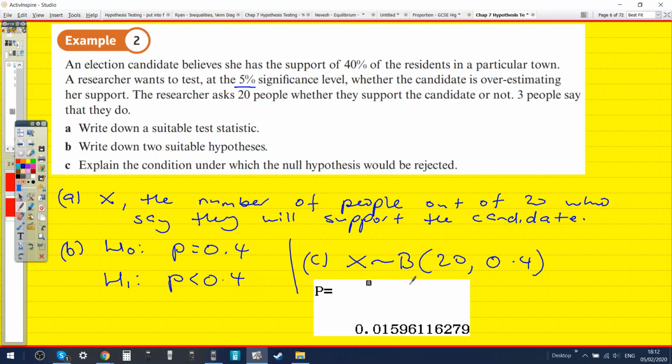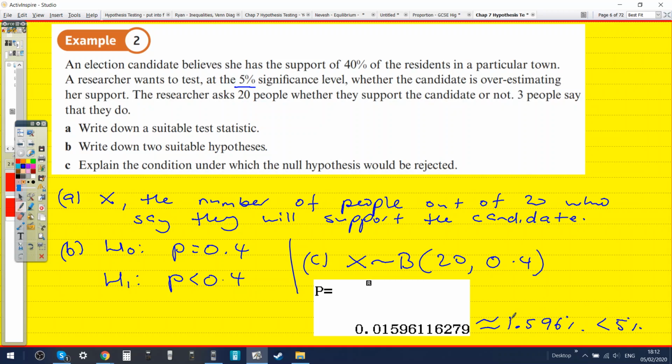What is that as a percentage, roughly? You have to multiply by 100. So that's roughly 1.596%, something like that. Compare that to the significance level. And how does it compare to the significance level? It's lower. This is less than 5%.